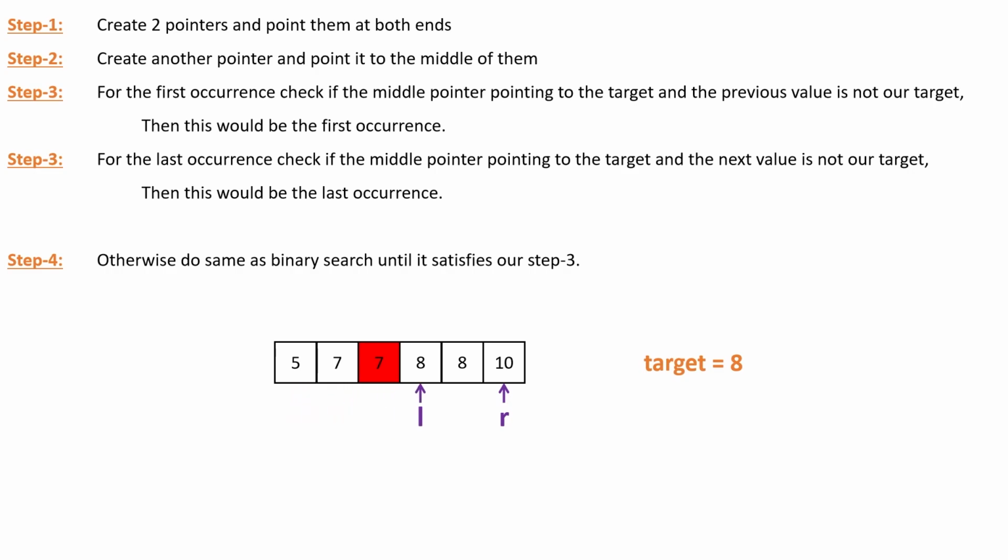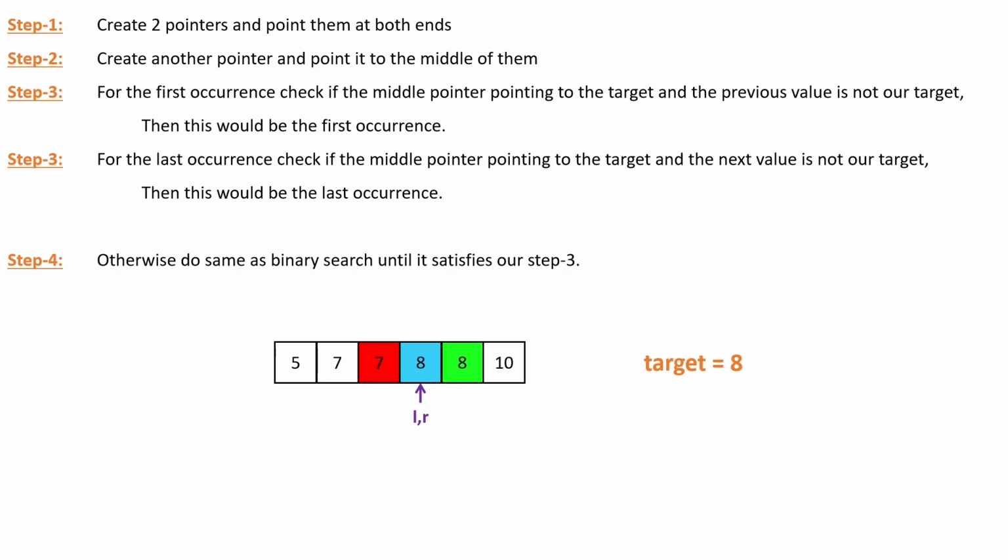So now we have to check for this portion. Now create the middle pointer, and now our middle pointer is pointing to the target element, but there is another target element just before it. So we have to do binary search again. So in this case, we have to move our right pointer just before the middle pointer. So now left and right pointer are pointing to the same element, that is our target element.